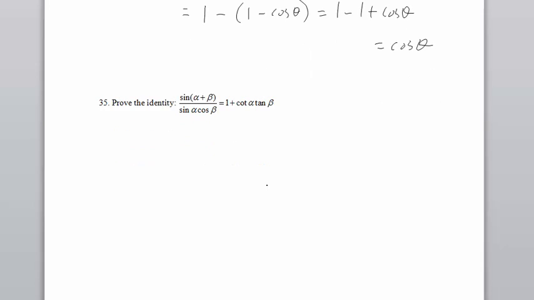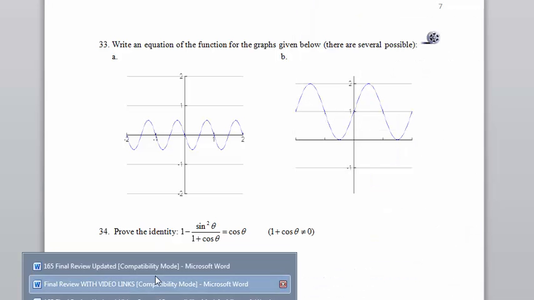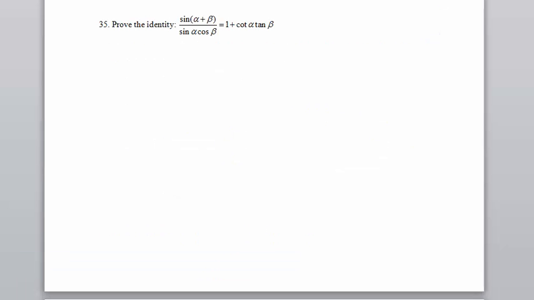Alright, how about the next one? Sine of alpha plus beta over sine alpha cosine beta equals 1 plus cotan alpha tan beta.